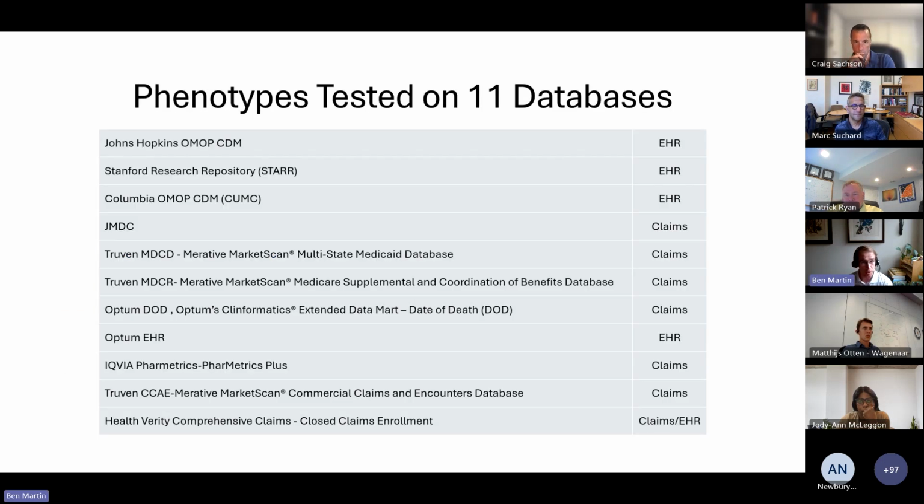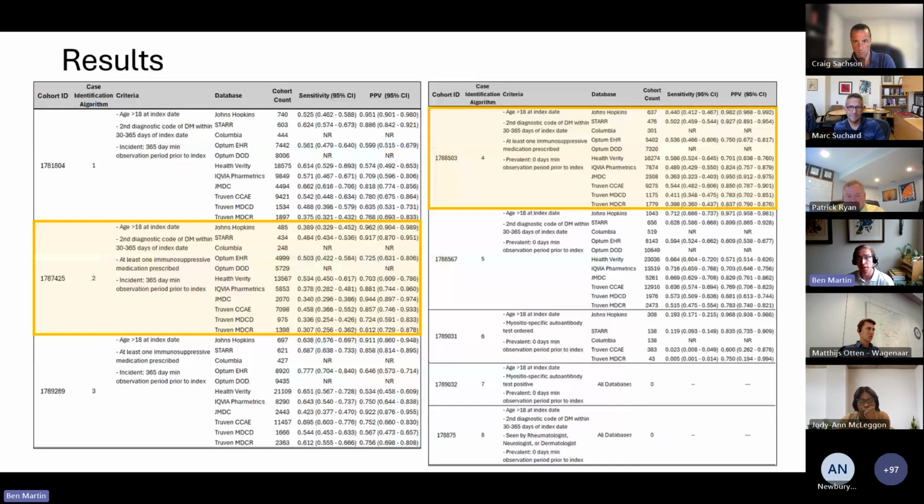So we tested these phenotypes on 11 databases: Johns Hopkins, Stanford, and Columbia, and then the usual lineup of databases that the J&J folks have access to and are harmonized to OMOP. That's the Japanese Medical Data Center, I forget what that JMDC acronym stands for, but the MarketScan databases, Optum's databases, IQVIA, and then HealthVerity as well. And this is the main result.